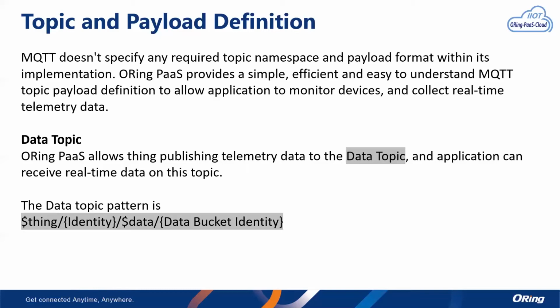So the data topic is based on the pattern you can see right now on the screen. The platform allows a thing to publish telemetry to the data topic, and an application can receive real-time data on this topic. So the data topic pattern is thing identity, data bucket identity.